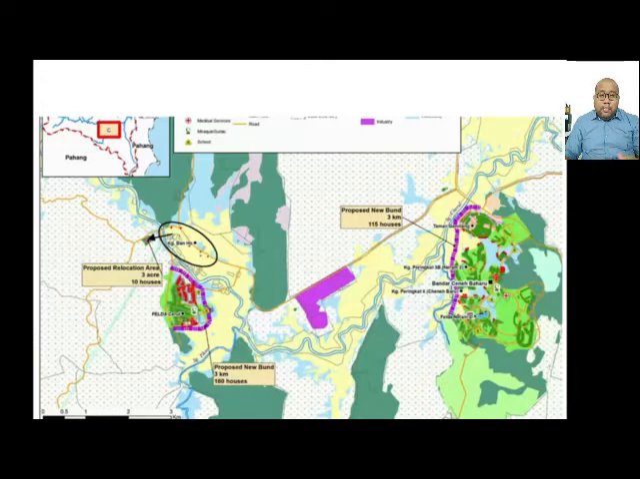So this is an example of how we propose the hydrological, structural and non-structural measures. As you can see, this one is the line of the river.